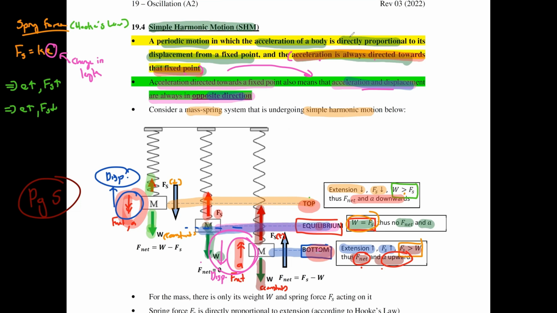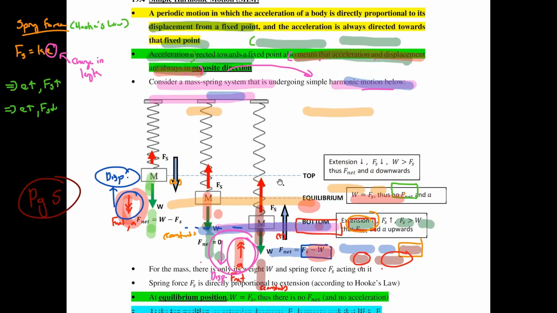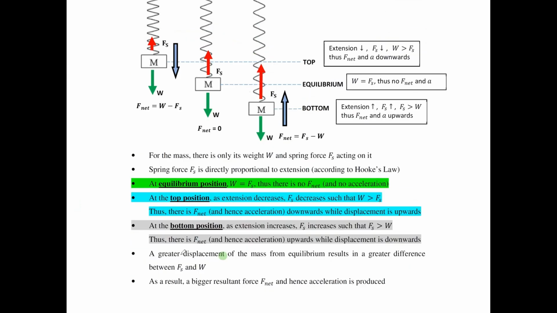Okay, now how about the part where they tell you that the acceleration of the body is directly proportional to displacement from a fixed point? How do you actually see it from here? How do you know that your acceleration is going to increase with displacement from a fixed point? Now, this one, you can actually just look at it from here. If you have a greater displacement of mass from equilibrium, this will result in a greater difference between your spring force and your weight.